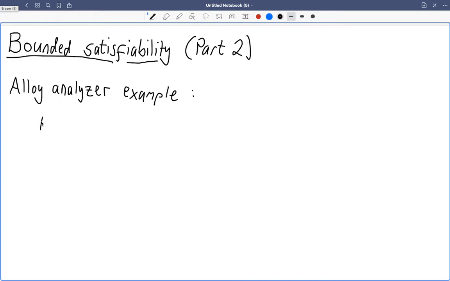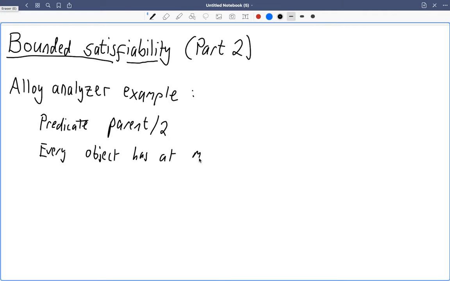So we have a predicate parent of arity 2, and every element, every file system object, so let's just call it every object, has at most one parent.